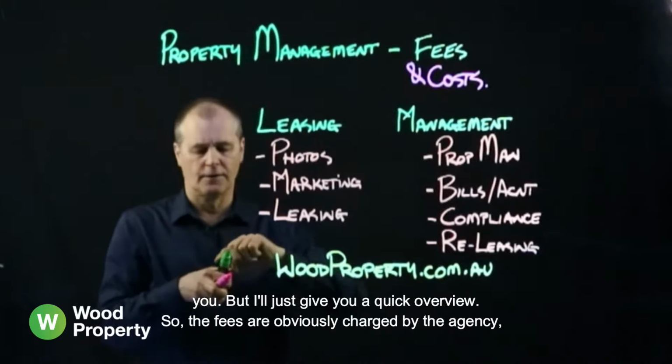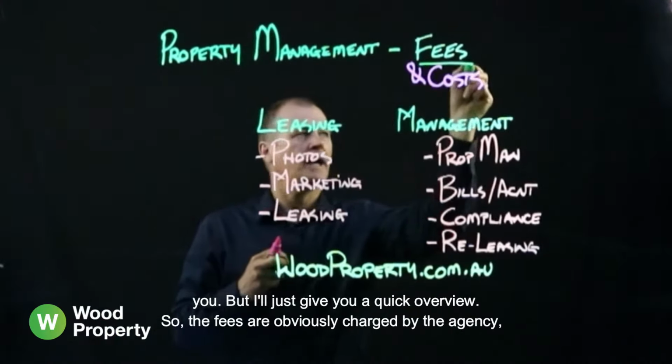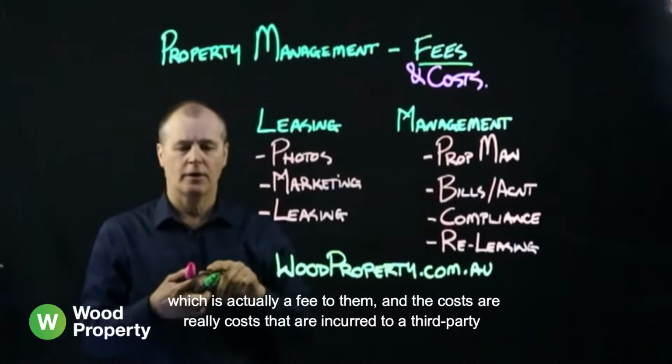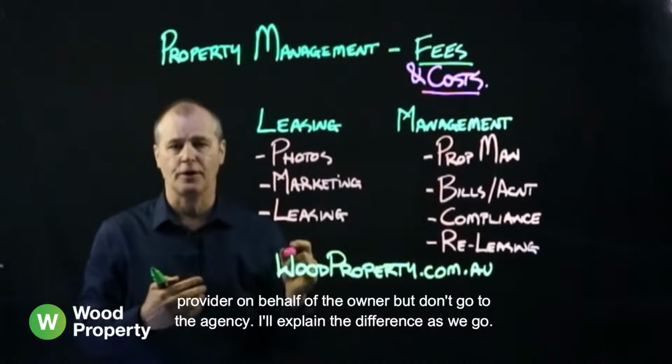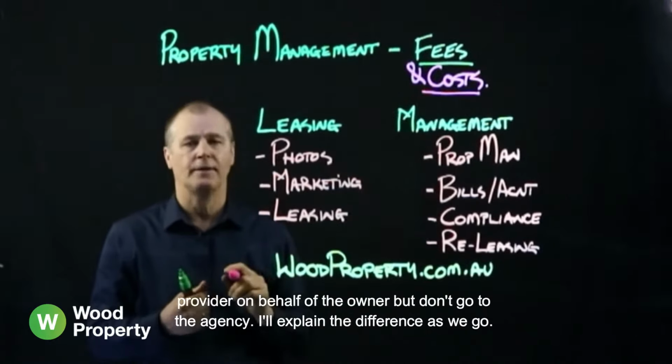So the fees are obviously charged by the agency, which is actually a fee to them, and the costs are really costs that are incurred to a third-party provider on behalf of the owner, but don't go to the agency. And I'll explain the difference as we go.